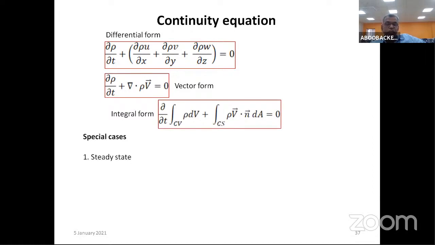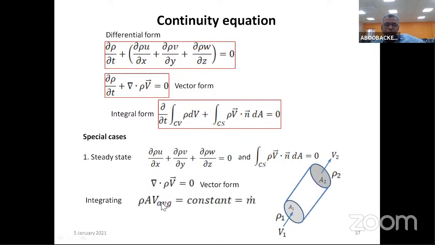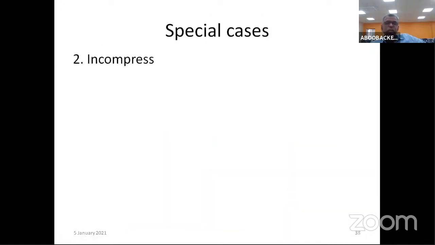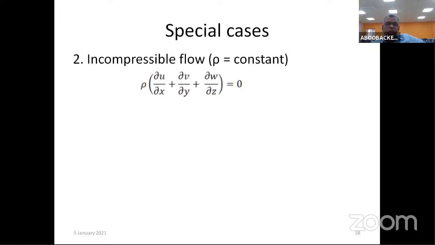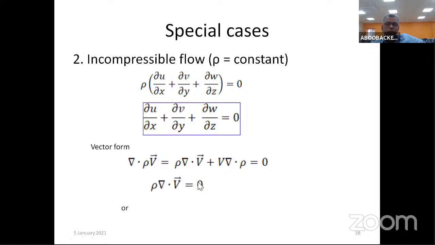In special cases, if it is steady state, this time variation will be zero. So the steady state term of this will be zero. For integral form at steady state, only one term will be there. And in vector form, del dot rho V is equal to zero for steady state. Or we can put it as rho A V is a constant, that is, what is coming in has to go out. Then for incompressible flow, rho is constant. So since rho is constant, the term in the back should be zero. Or in vector form, del dot of rho V is rho del dot V plus this. So del dot of rho is zero, so it is rho del dot V equal to zero, or del dot V is equal to zero.